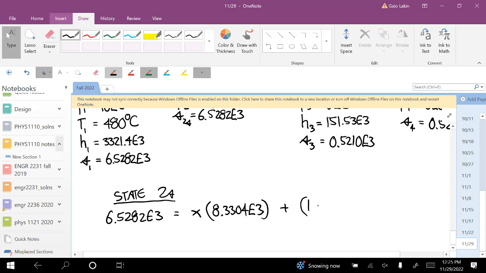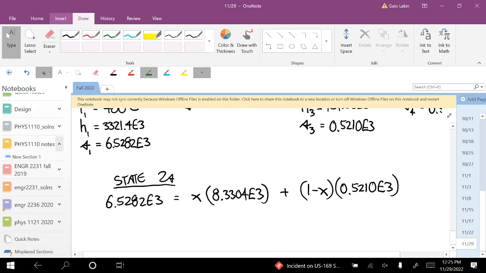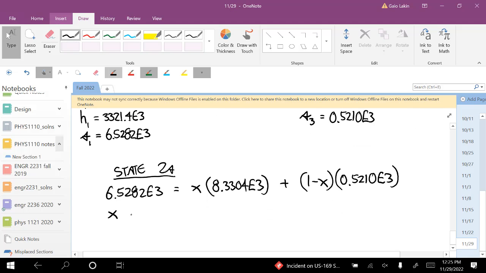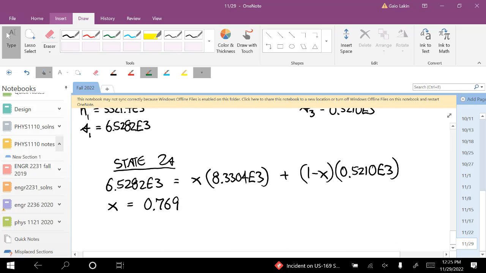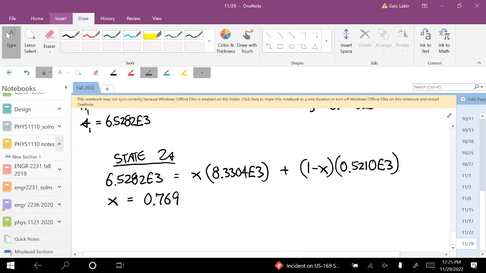And then plus 1 minus the quality times the entropy of the saturated liquid at that pressure. Look that up and it's 0.5210 times 10 to the 3rd. And solve for the quality and you get 0.769. And now that we have that quality, we can calculate the enthalpy, which is really all we want for these, is to get the enthalpies.